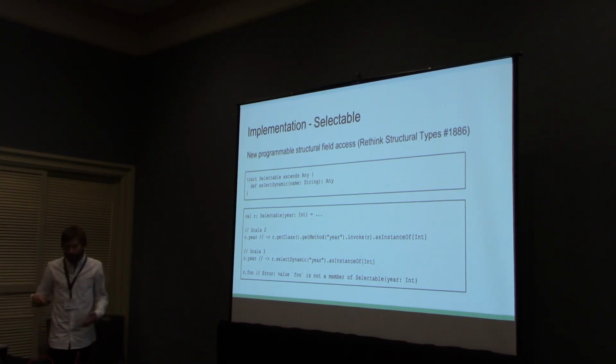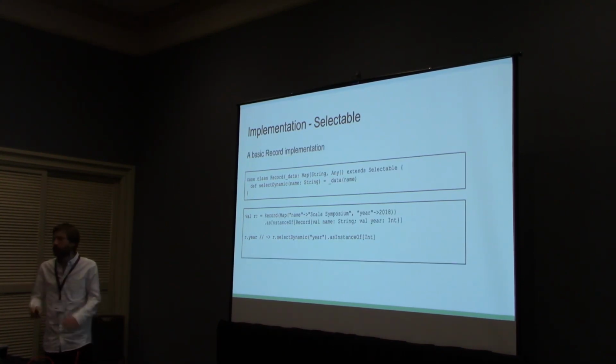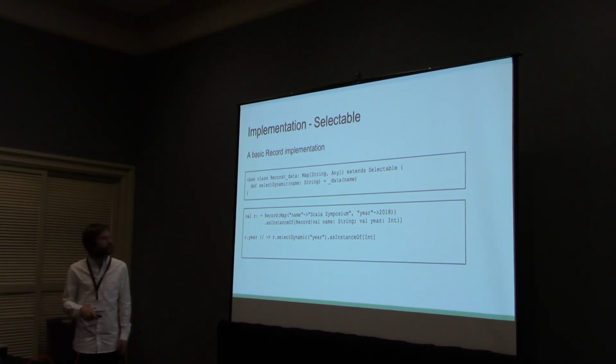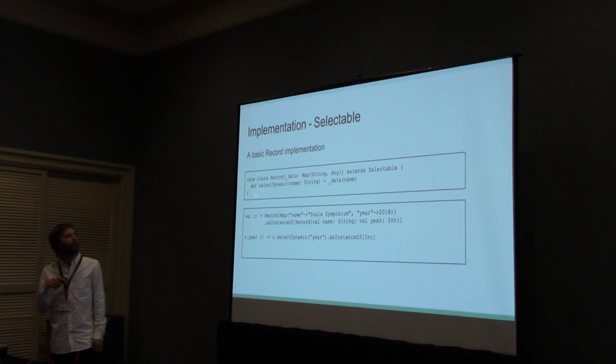This makes it extremely easy to build a basic record implementation just using Scala 3 features as a library. So you could create this case class here, Record, and it has a map as an underlying data structure from label to value. It extends Selectable, so you get this new structural field access. And then you provide the obvious implementation of the selectDynamic method. So when the compiler passes you the access label, we just look it up in the map and give the value back.